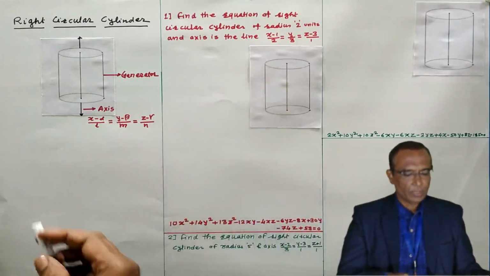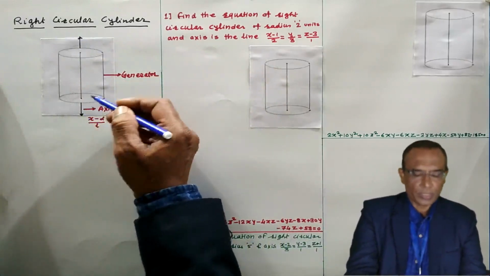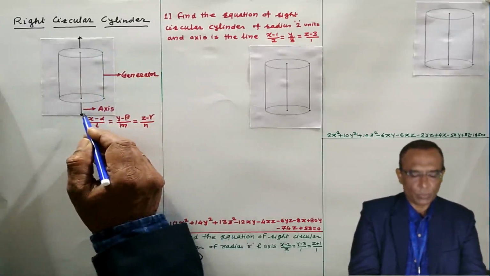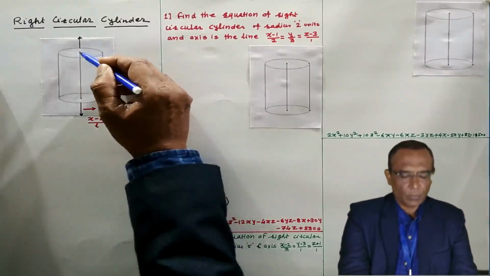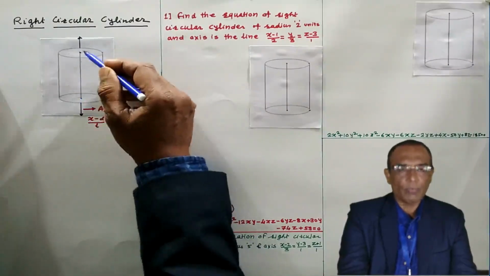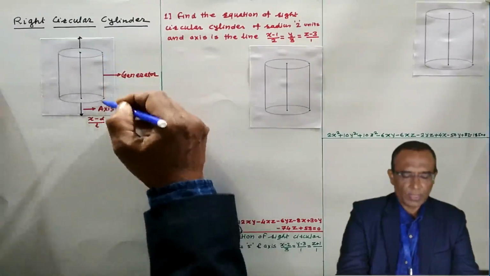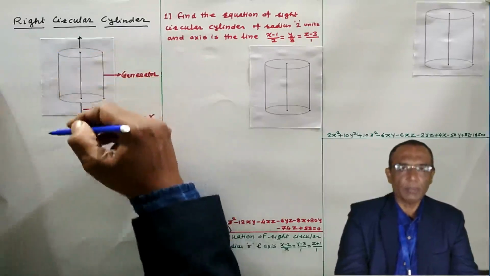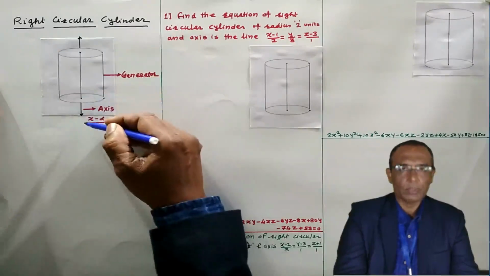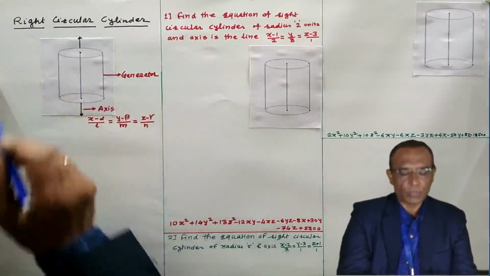In this figure of the right circular cylinder, the fixed line about which the generator is rotated is called the axis of the right circular cylinder. It passes through the center of the base and the center of the top, and the base and top in a right circular cylinder are circles. These vertical lines on the surface of the cylinder, an infinite number of lines, which are parallel to the axis of the right circular cylinder, are called generators. Okay, this is a generator, this one is also a generator.